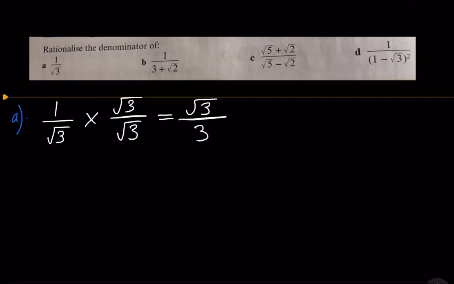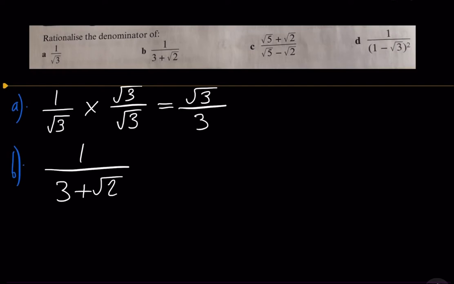So for part A, we've got 1 over root 3. And the way we rationalize the denominator of this fraction is to multiply the numerator and the denominator by root 3. This obviously resembles the case 1 we looked at earlier, so we just multiply the numerator and the denominator by the surd of the denominator, which in this case is root 3, and 1 times root 3 is root 3, and root 3 times root 3 is just 3. And that's the final answer for part A.